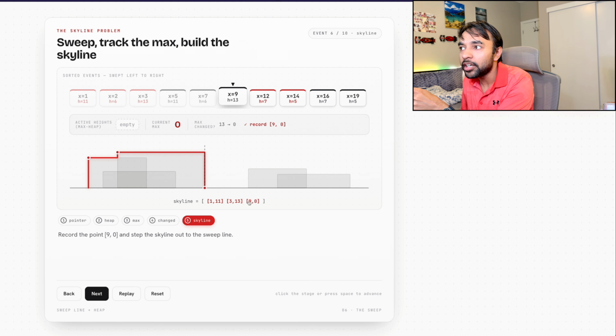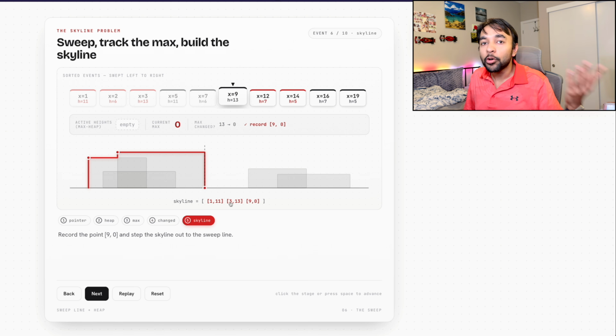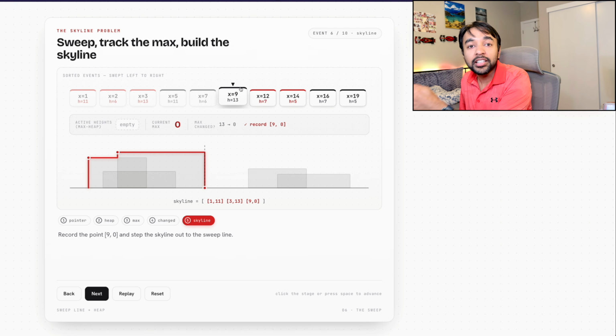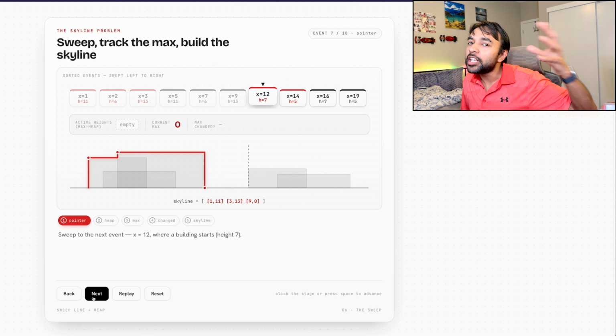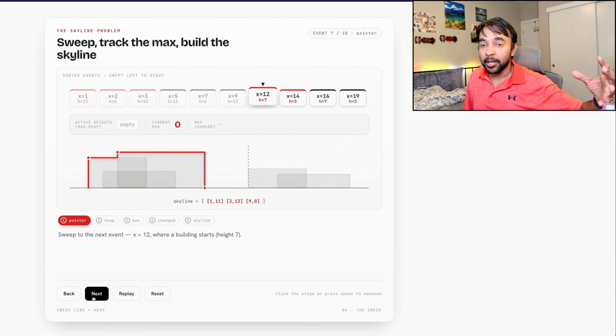And you add this point to your skyline. And that is how you move ahead. You're now done with this particular event and you can move on to the next event. So now I think you're going to get the complete idea.